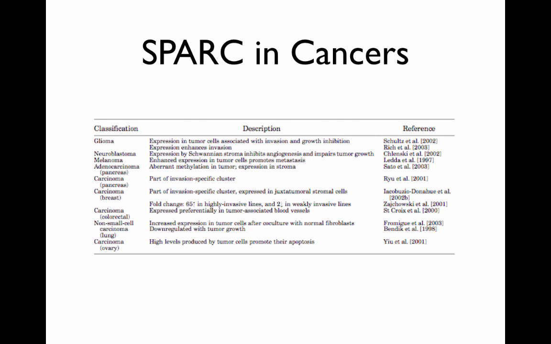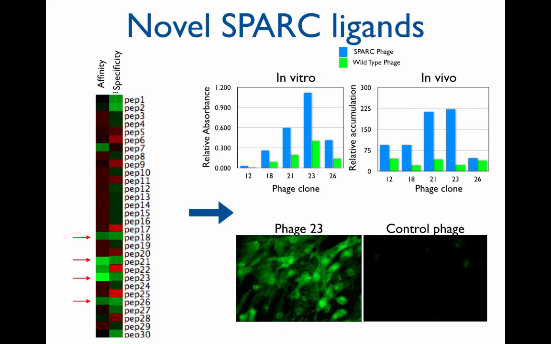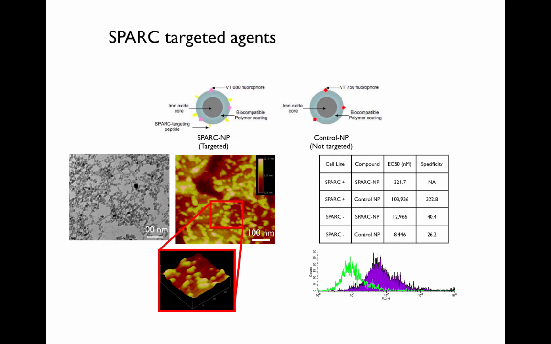From there, we've looked at other proteins. This is SPARC, secreted protein, acidic and rich in cysteine. This is a protein that binds to the extracellular matrix. This is a protein that's very important in all invasive cancers. We have made through phage screening new SPARC ligands. We've been able to make SPARC targeted agents.